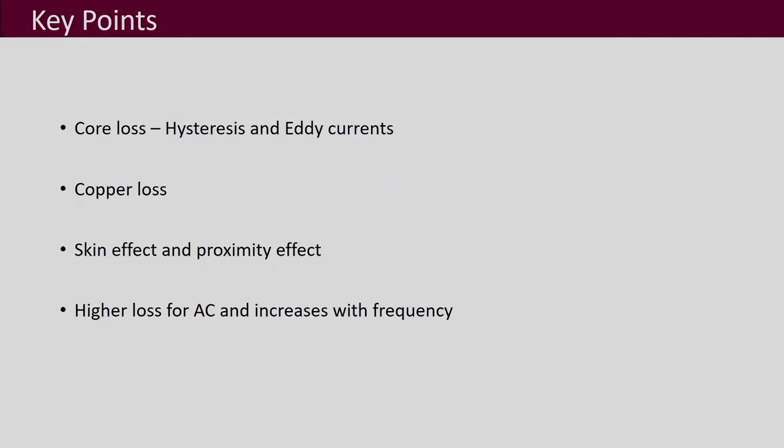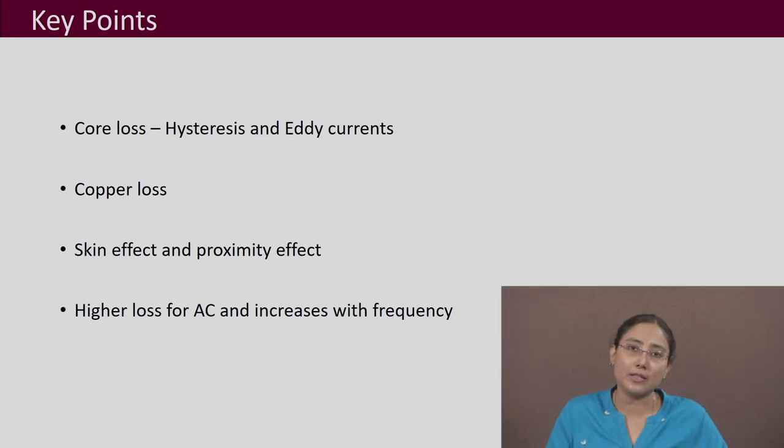So, the key points of this lecture are that in inductors and transformers there are two types of losses: one is the copper loss or winding loss, and the second is the core loss. Core loss has two parts, hysteresis loss and eddy current loss. Hysteresis loss depends on the magnetic materials, and eddy current loss is similar to copper loss, because this loss takes place due to the induced eddy currents. I also told you the equation of core loss, which is an empirical equation, and you can obtain the values of K, M, N from the manufacturer's data sheet.